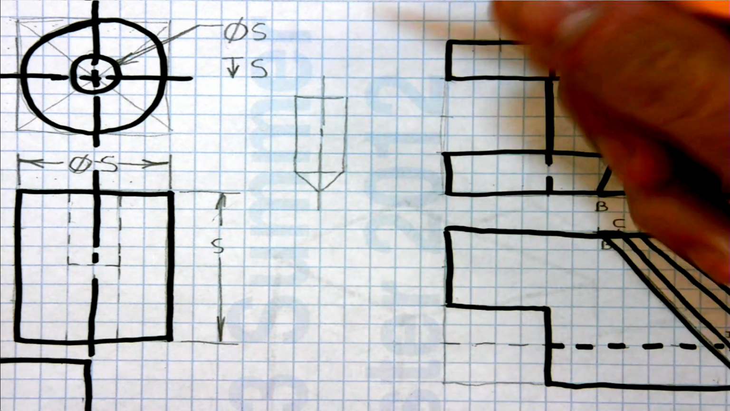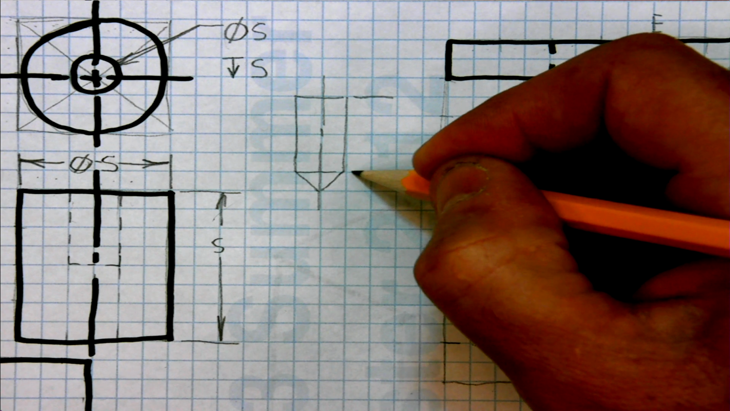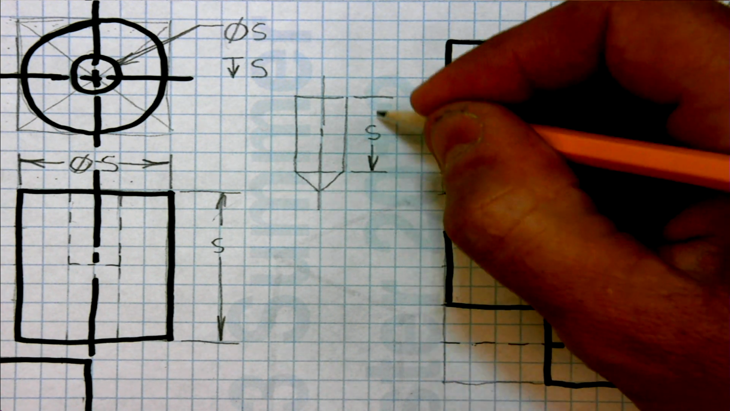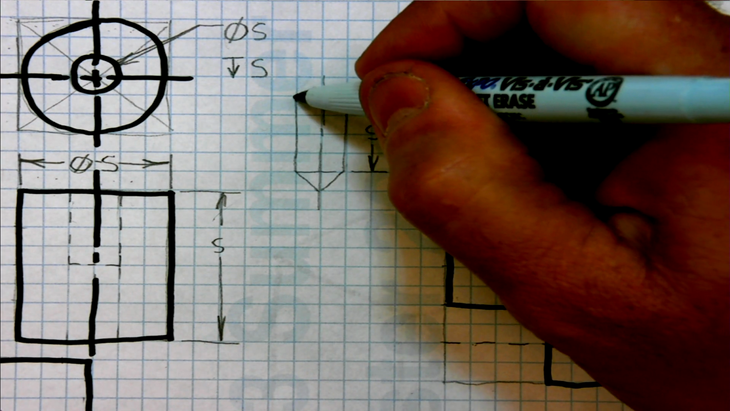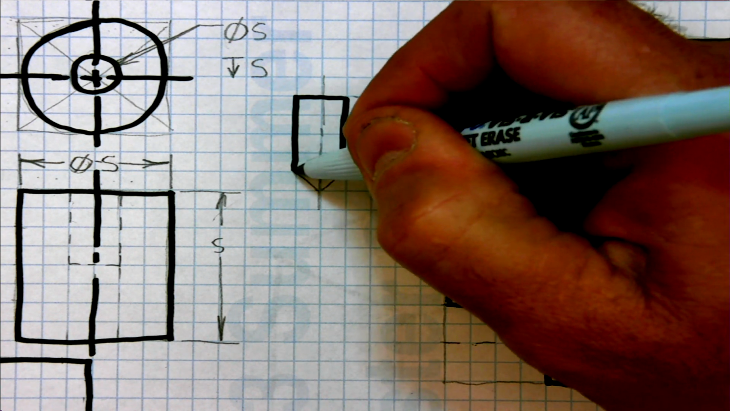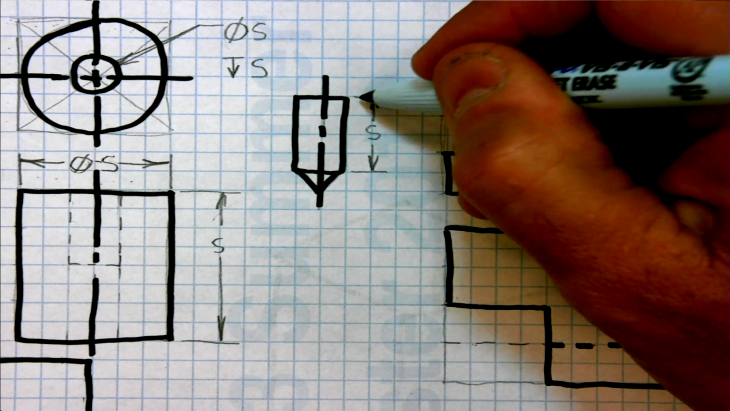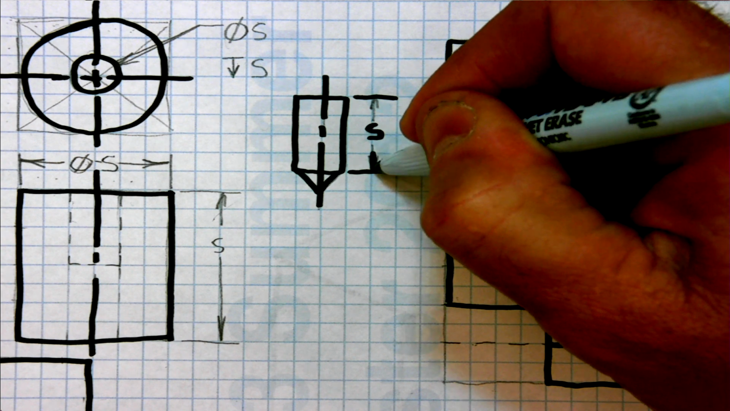The size of these holes is only the depth of the cylindrical part, not the conical. So that is your size. Again, darken it in so you can see it better. That would be my size, the cylindrical part. The conical part is not sized. There's my axis. There's my size right here.